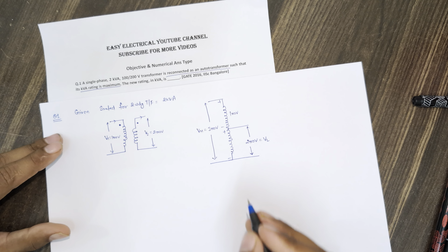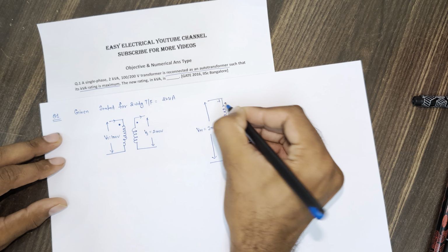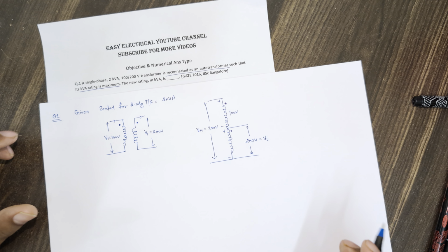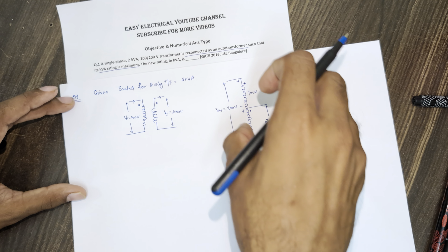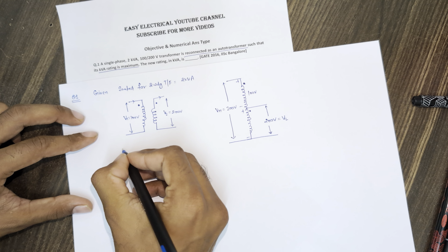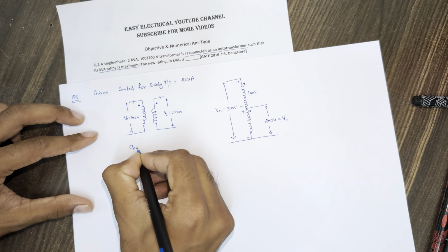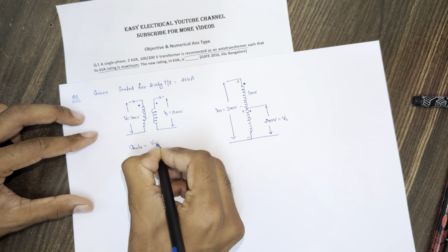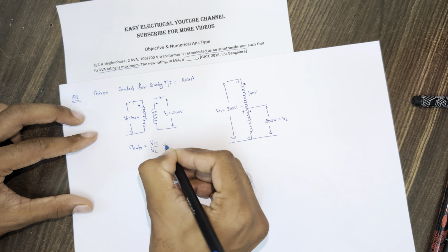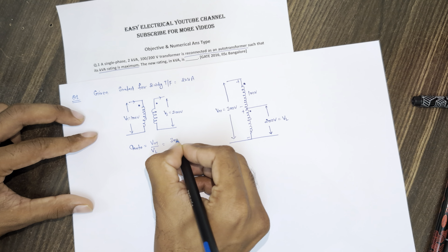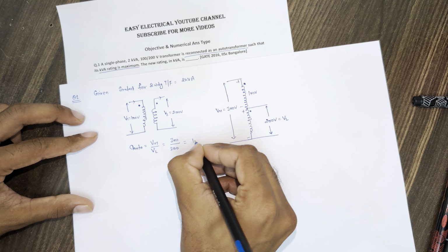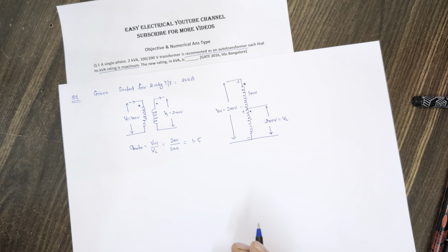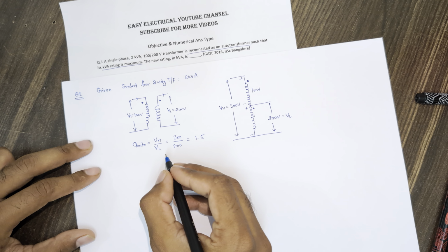So this is our auto transformer, that is our dot polarity here, and this is dot polarity here, right? Now this is our additive auto transformer. Now the value of A auto, that is our VH upon VL. VH is 300 volt upon VL is 200 volt, right? This gives you 1.5. This is our turn ratio.